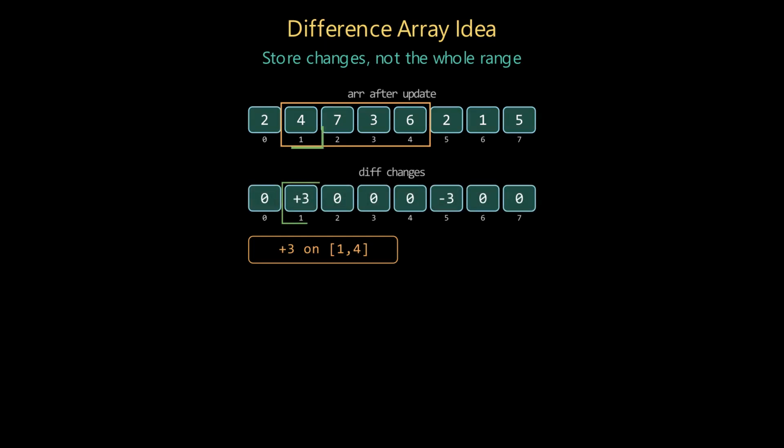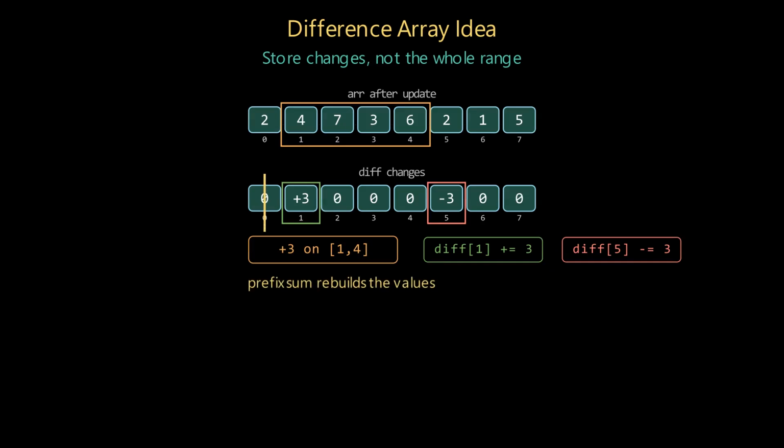There are only 2 important moments. At index 1 the value jumps up by 3, and after index 4, at index 5, the value drops back down by 3. So the range update becomes 2 boundary markers: diff[1] += 3, and diff[5] -= 3. A prefix sweep later turns those markers back into the full array.